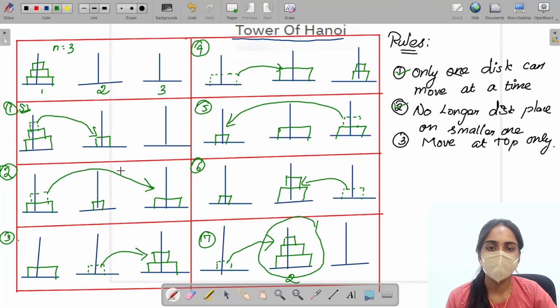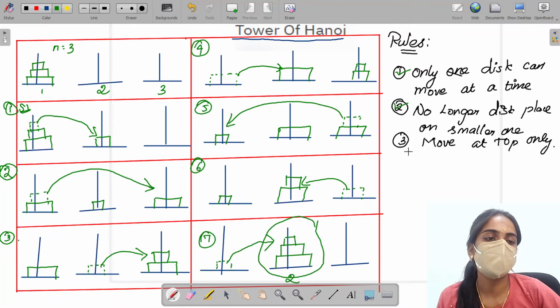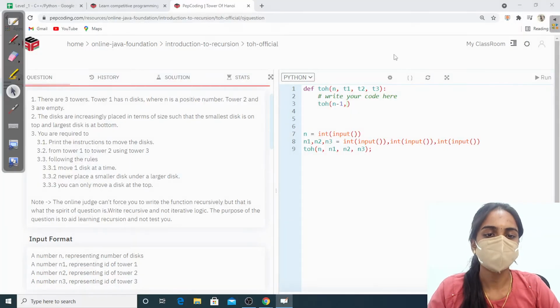Okay, for that I'm following these steps. I hope you understand these steps, right? Now we can move on to the solution part. Okay.